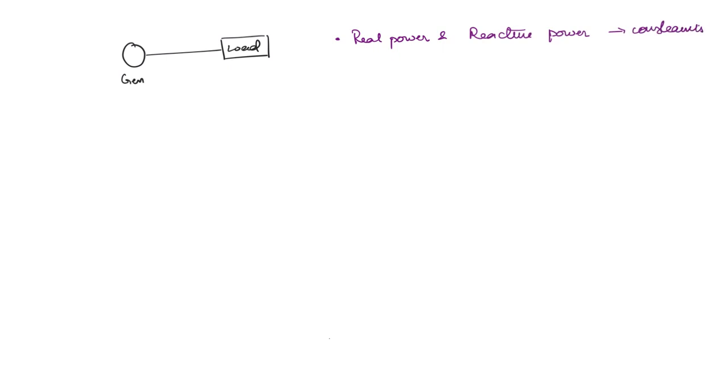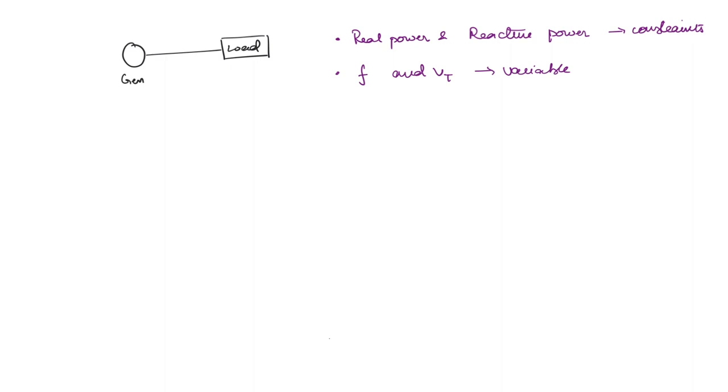So we have discussed that in case of a single generator delivering to a load, this is the generator and this is the load. What will be the constraint here? The real power and reactive power are the constraints. That means whatever the load is demanding, the generator has to give. But what is variable? Frequency and the terminal voltage can be varied. How can frequency be varied? By changing the governor set point, and Vt can be changed by changing the field current.